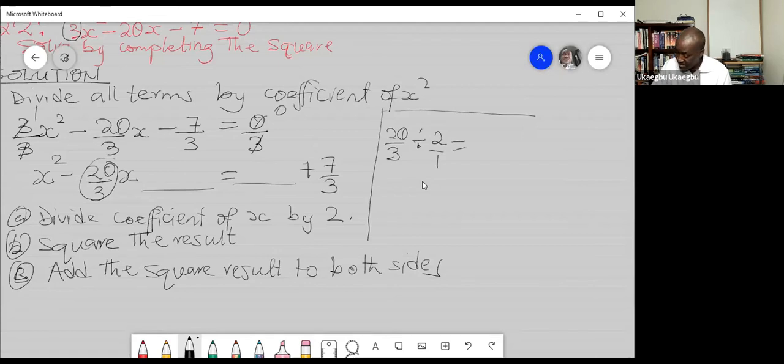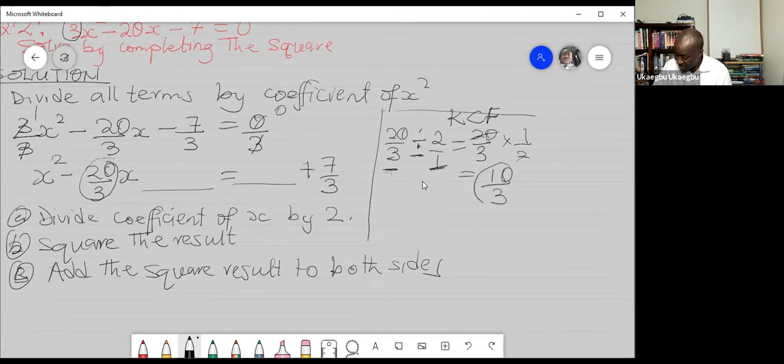You are going to get 20 over 3. Use keep, change, flip. Keep, change, flip. 20 divided by 3, multiply by 1 divided by 2. Okay, because you keep this one, you change the sign, and then you flip this one. That's exactly what I did. So 20 divided by 2 will give us 10. So the result is 10 over 3.